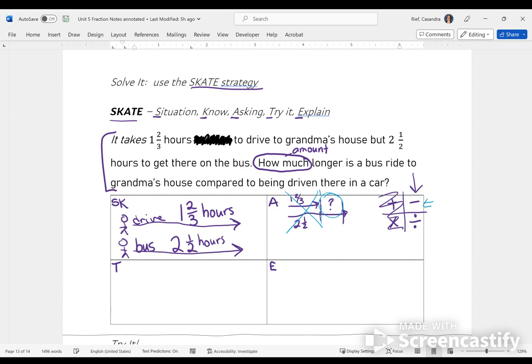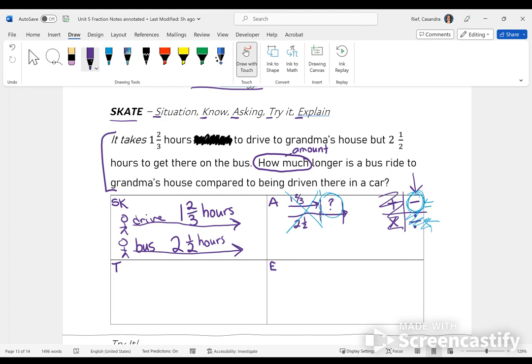If I subtract, I'm just taking things apart one time. If I divide, I'm splitting things up into equal groups. Looking at my drawing, I'm not making any equal groups, so I must need to subtract. I want to take the time it takes me to ride on the bus and take away the time it takes me to get there by car so I can know the difference.